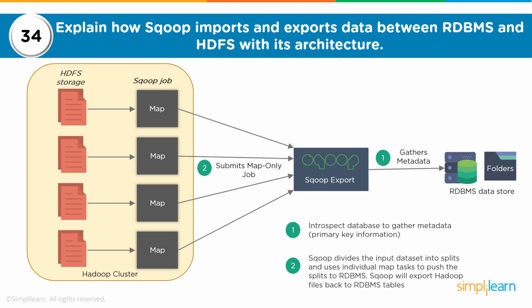Going further, how Sqoop imports and exports data between RDBMS and HDFS with its architecture. As I said, it submits the map-only job to the cluster, and then it does an import or export. If we are exporting the data from HDFS, again there would be a map-only job. It would look at multiple splits of the existing data, which your map-only job would process through one or multiple map tasks and then export it to RDBMS.